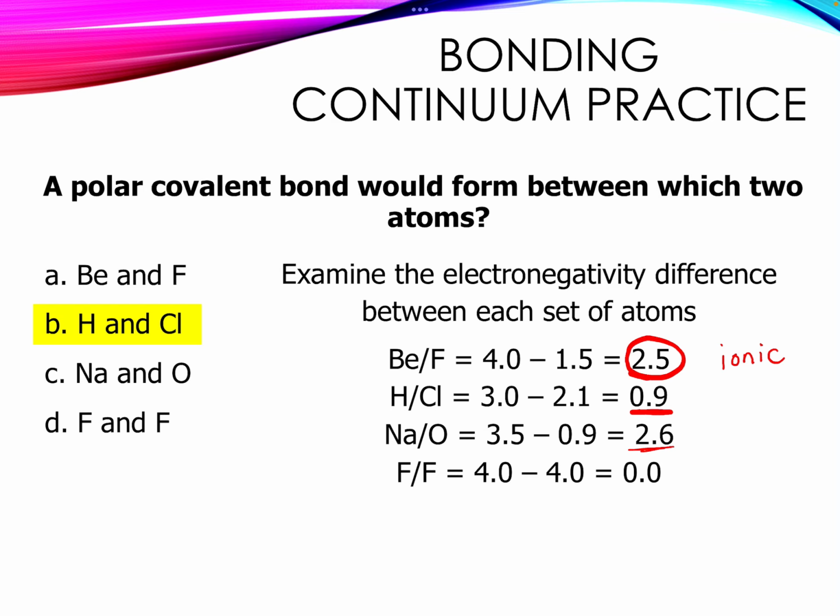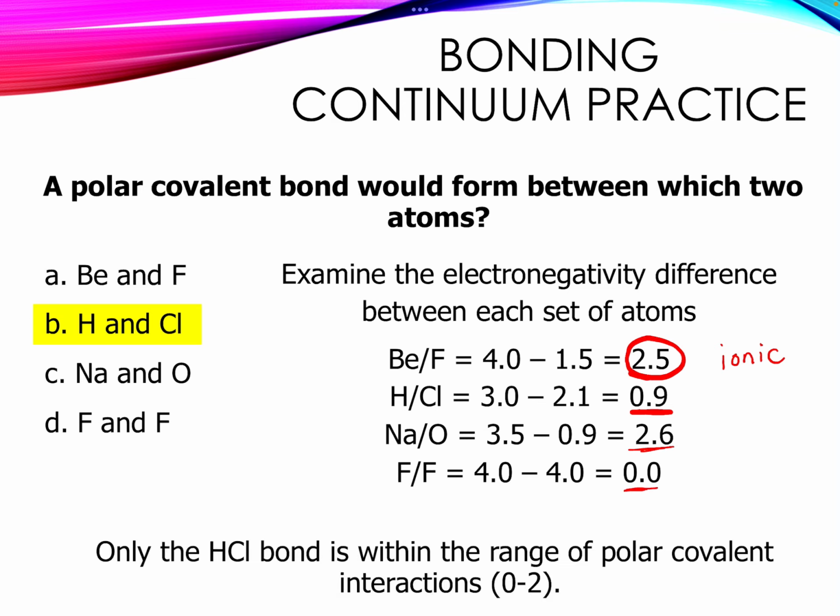And then for the two fluorines, we didn't really need to calculate the difference in electronegativities because they're the same atom. So that's going to form a non-polar bond. That's where we see that 0. So the only one here that forms a polar bond is hydrogen and chlorine.